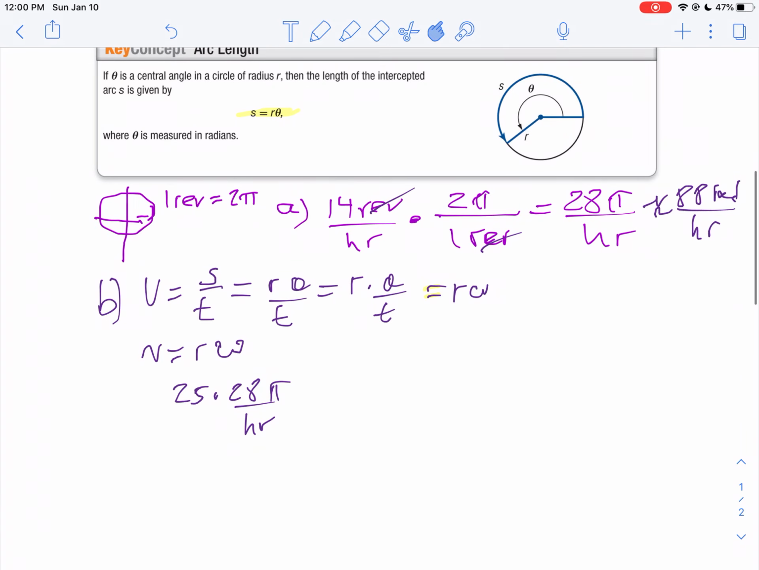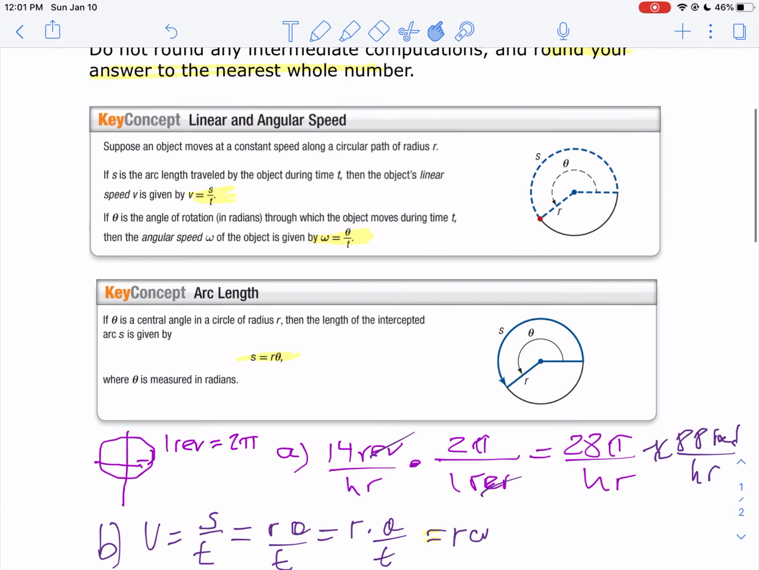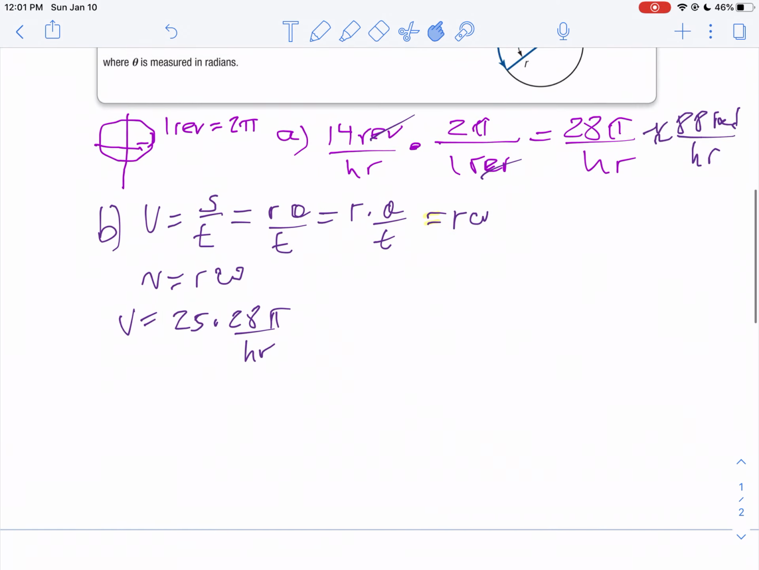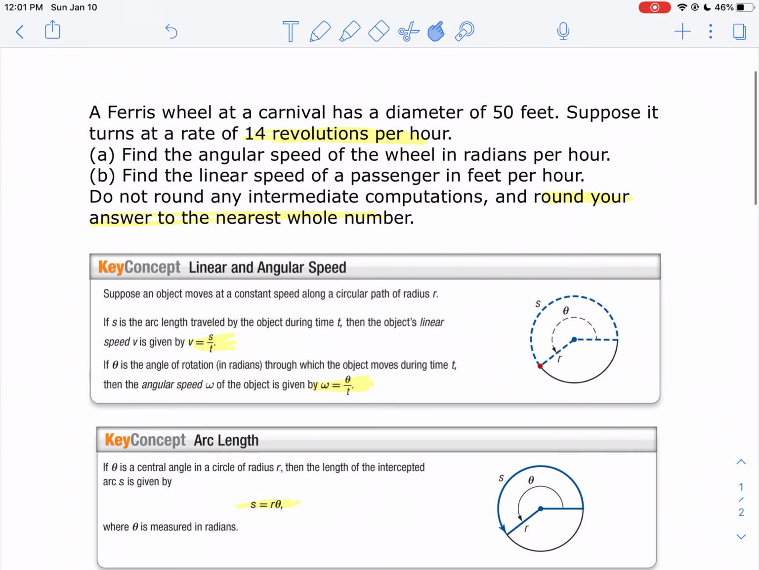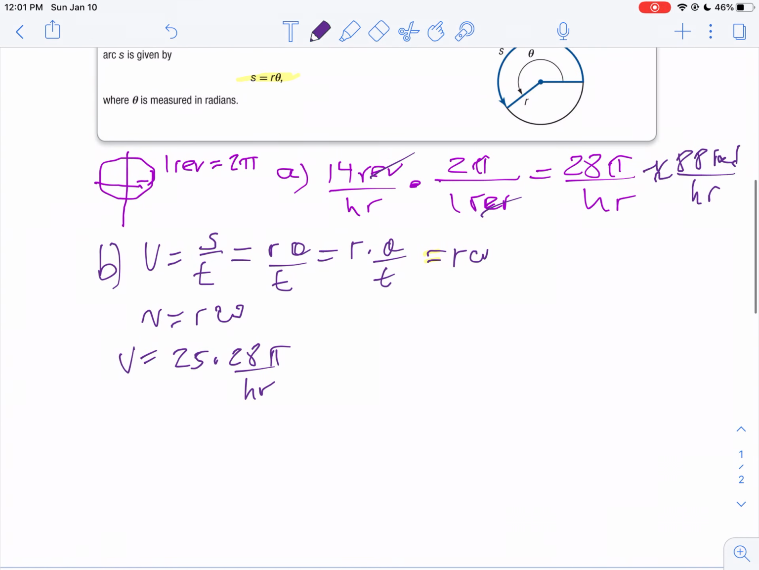Now on the second part here, we have our linear speed. I should put v equals here. 25 times 28 pi per hour, but we want that answer in feet per hour. Well, it is because it's 25 feet, isn't it? Gotta make sure you read that. Yes, feet per hour, so we're going to be fine. I forgot to put feet in here.